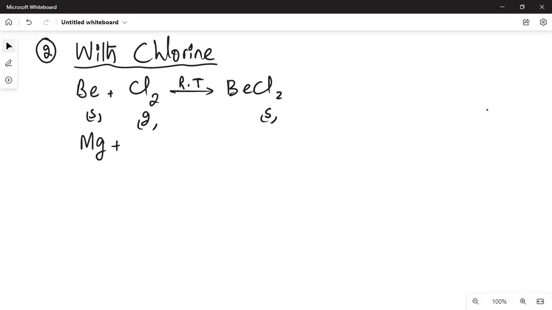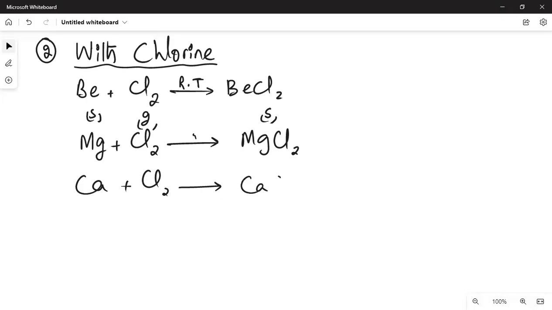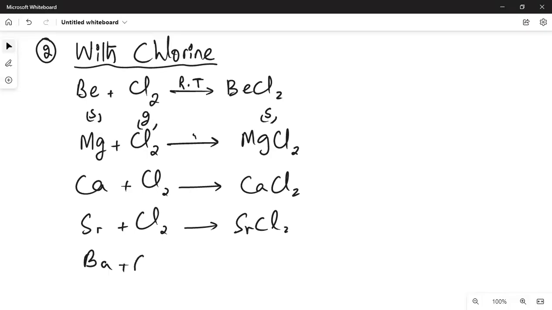Here, magnesium plus chlorine would be magnesium chloride. Calcium plus chlorine would be calcium chloride. State symbols like the first equation, we write state symbols for all. Strontium plus chlorine would be strontium chloride, and barium would be finally barium chloride. Easy reactions.